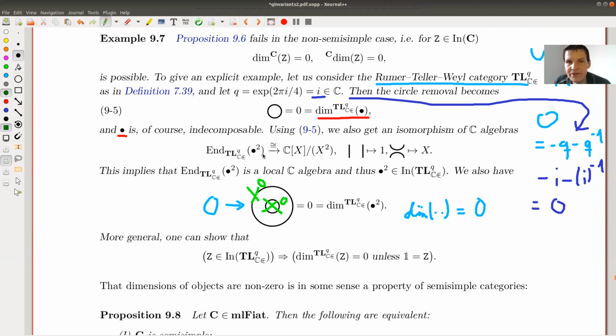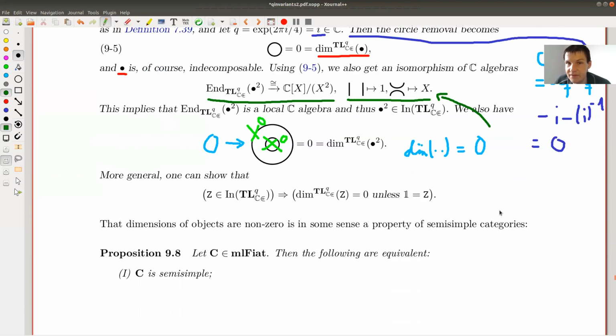And the way to see this is to identify this endomorphism space with a non-matrix algebra, our good old friend C[x] mod x squared, and here's a map. So this guy here is x squared. Why? Well, if you take it and multiply it by itself, you see a circle in the middle. The circle is 0, so x squared is 0. And you can check that this is an isomorphism. Maybe as a nice exercise, you can show in this case that all indecomposables have dimension 0, except the trivial one.